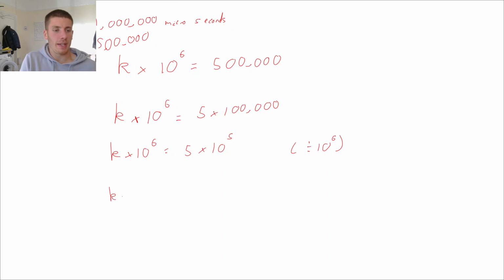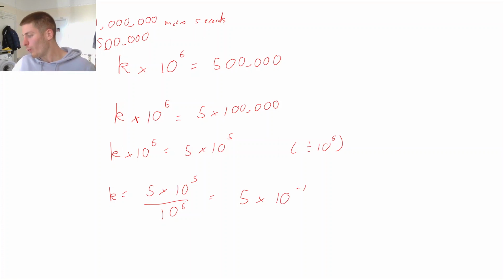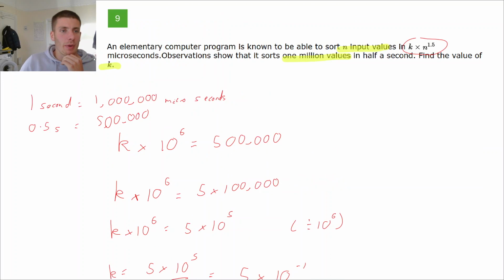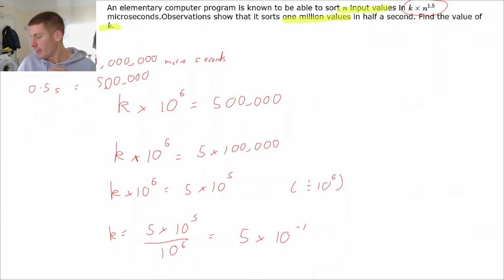So k is equal to 5 times 10 to the 5 over 10 to the 6. Laws of indices: 10 to the 5 divided by 10 to the 6, take away the powers, 5 take away 6 is negative 1. So 5 times 10 to the power of negative 1. And I believe that should be good, unless I've made a mistake somewhere. I think I have made a mistake somewhere. That's not what I got initially.